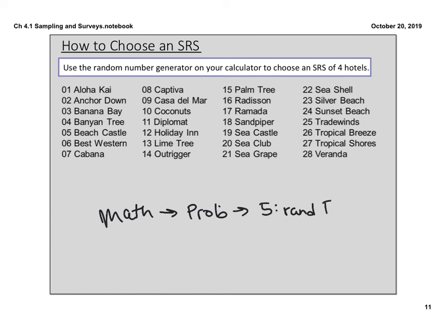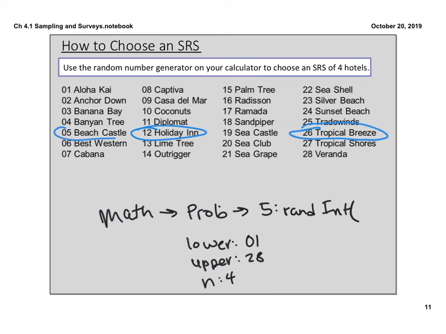random integer. And then I have all those choices. So then I do lower is 01, upper is 28, and N is 4. So if I do that, I get a new sample. My sample this time is 26, and 12, and 5, and 13. Okay. So give it a try. Try it on your calculator and see if you can pull 4 of those random integers.